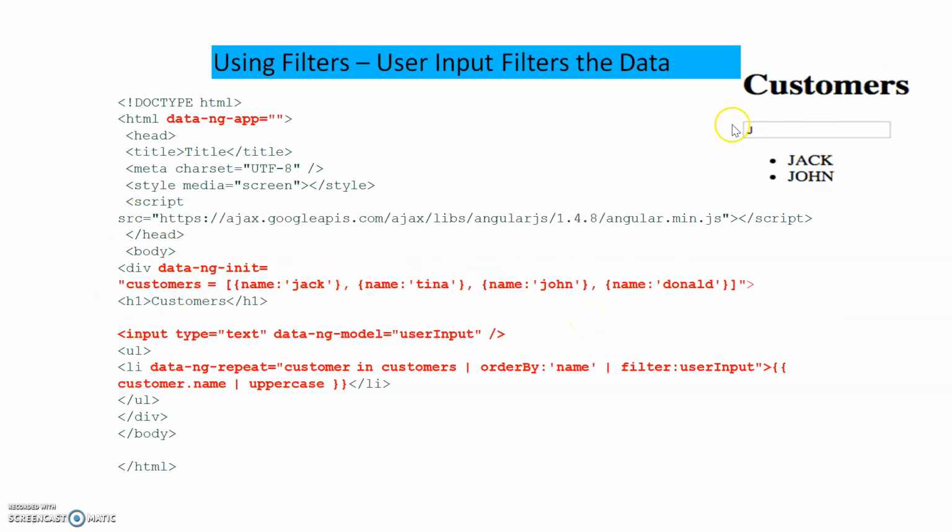Then one more feature: when we type a single character, we get the letters matching it. Again, array creation, input type equal to text, data bind user input. From the input, whatever content we want to read. So this is the model user input. Then ng-repeat, customer in customers, order by name, filter user input. So whatever is typed here, the matching customer names will be displayed in uppercase letters. So this is one more example of filter.